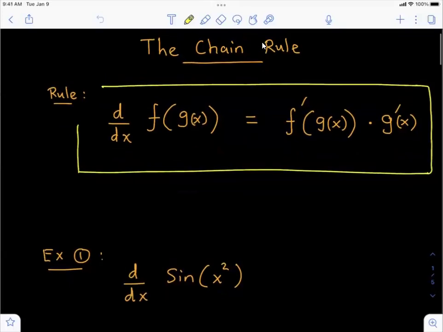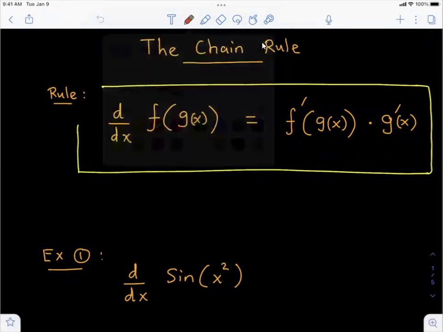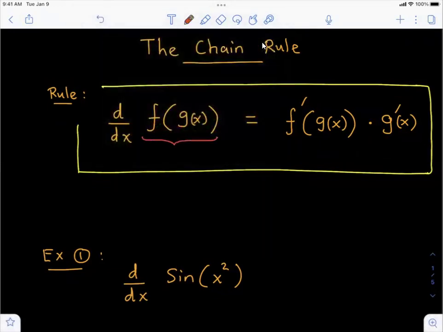So the chain rule is none other than the derivative of a function sitting inside another function. In other words, this is what we call a composition of functions. So this is a function inside another function. So this is a composition of functions.